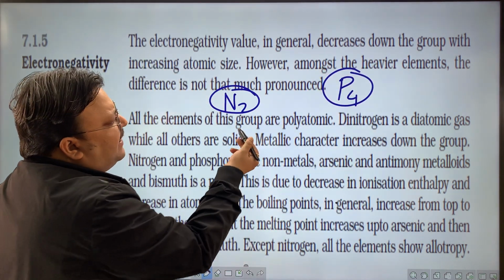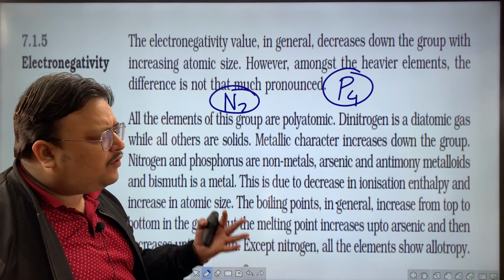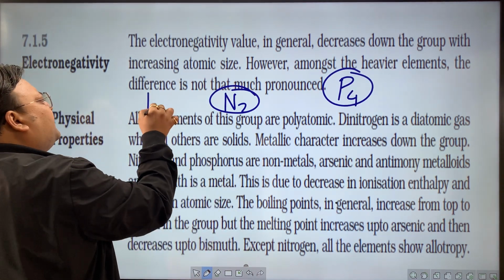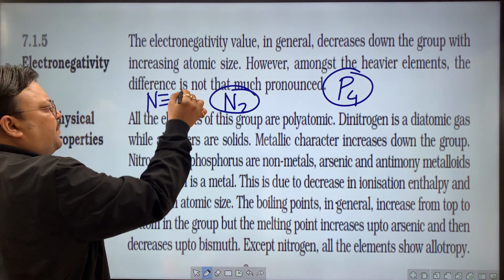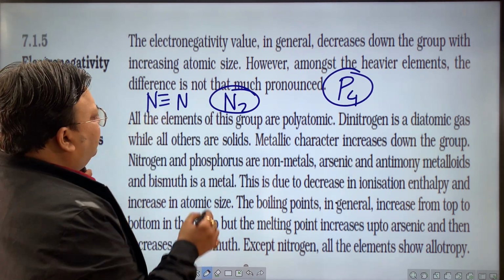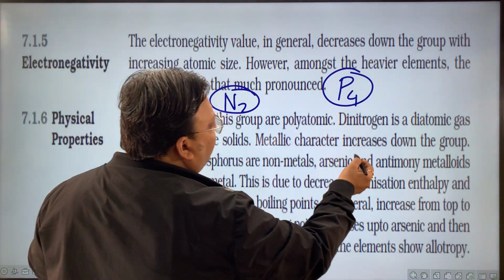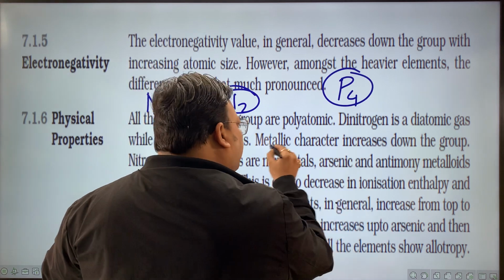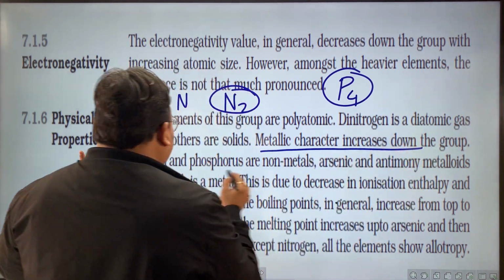We'll see the reason behind nitrogen being diatomic in the next video, where we'll take up the anomalous properties of nitrogen. We'll see nitrogen is very stable in its diatomic form. The triple bond will have a lot of stability. As far as the physical properties are concerned, the rest are tetraatomic. Dinitrogen is diatomic, others are solids. Metal character increases down the group.